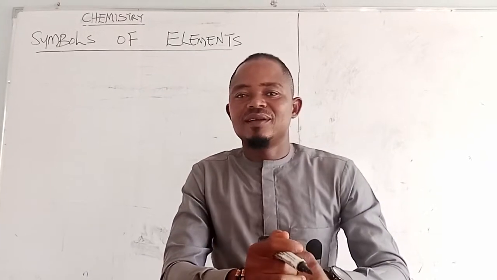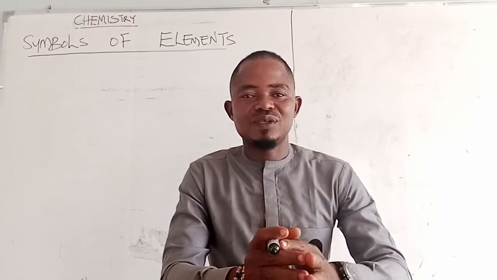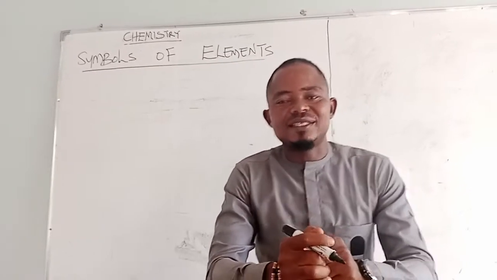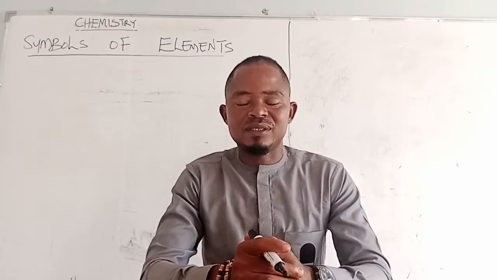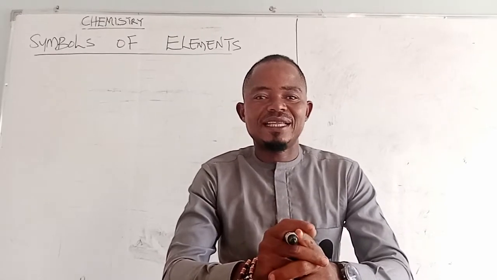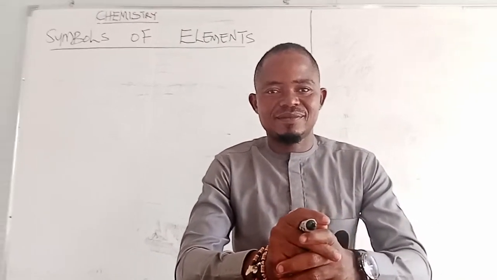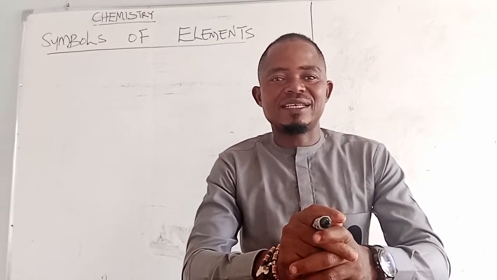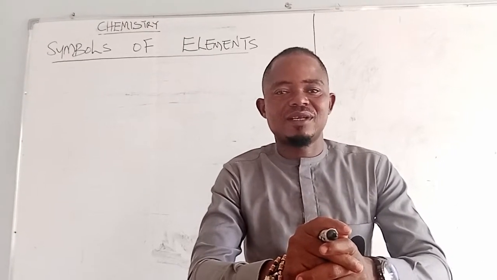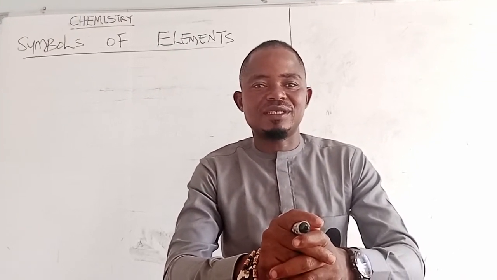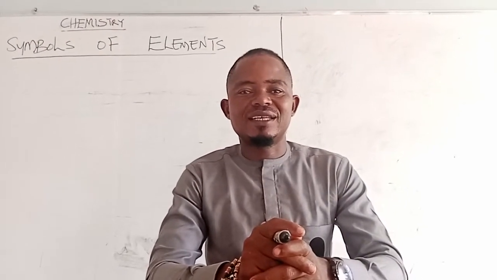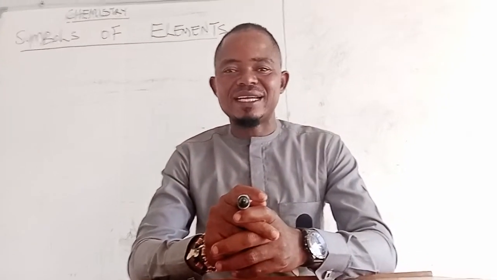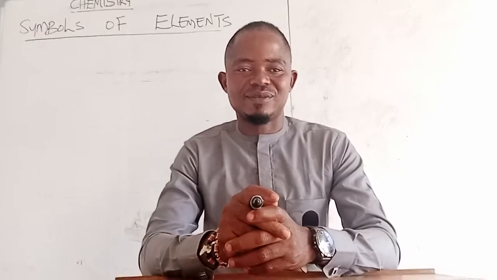All right. We're going to be looking at symbols of elements. The first scientist to represent elements with symbols was Berzelius in 1814. He suggested a systematic way of representing elements with symbols. Now, as a chemist or a chemistry student, the language of chemistry is symbols. If you don't know symbols, then you are not ready to speak chemistry. So basically, for you to do well in chemistry, you must understand these symbols.